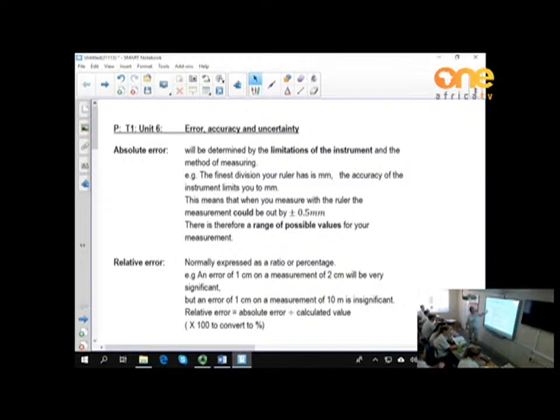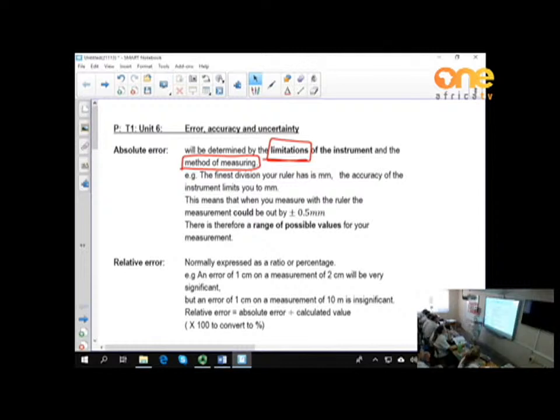So, an absolute error is the one that is determined by the limitation of the instrument in the first place. In other words, your ruler is calibrated in millimeter, so you can't go more accurate than a millimeter. And then the next part, the method of measuring. If you use that ruler incorrectly, you're not going to have a proper answer. So an absolute error is determined by the limitation of the instrument in the first place, and in the second place, how you work with that instrument.